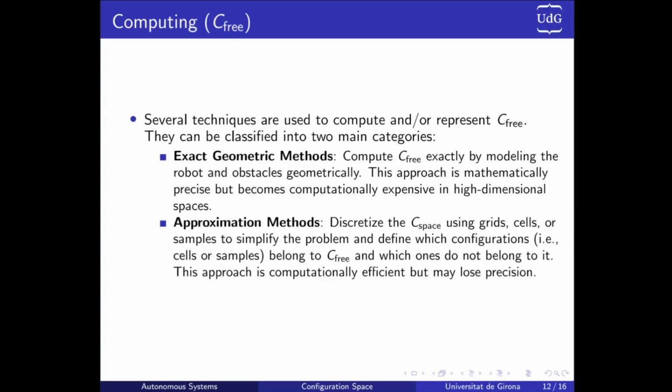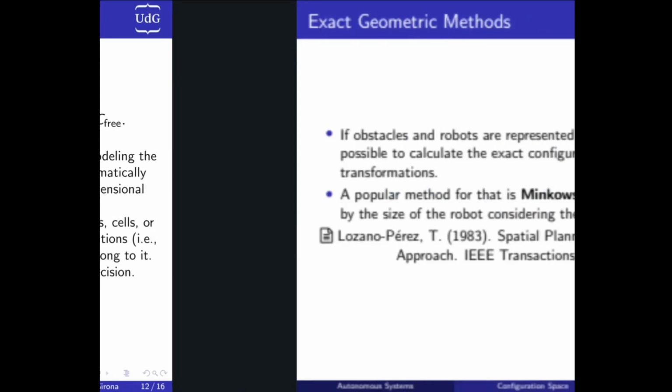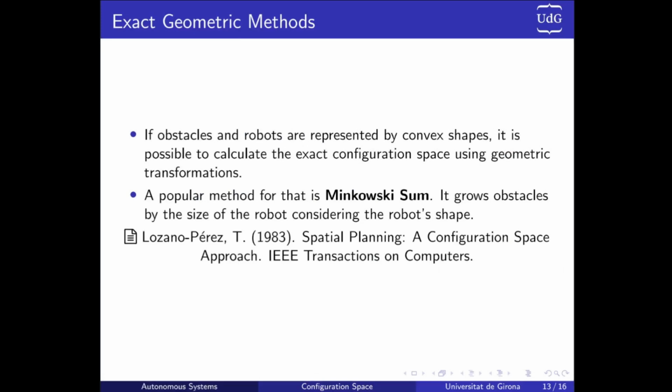There are ways to compute this C-free space, and if we can do it beforehand, then it will be much faster for us to do all the computations. Basically, there are two main families to do that. One is the geometric methods, and the other is the approximated methods. We're not going to use the geometric methods. I just put here one reference if you want to check them: the Minkowski sum.